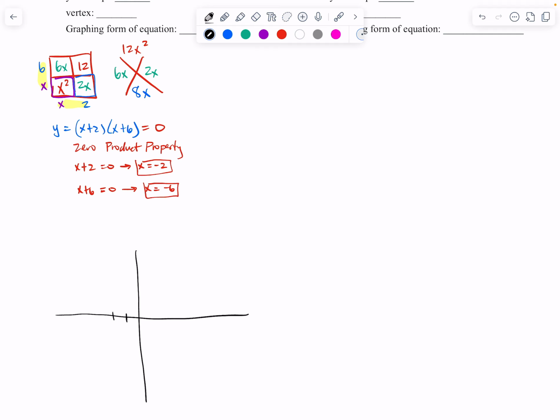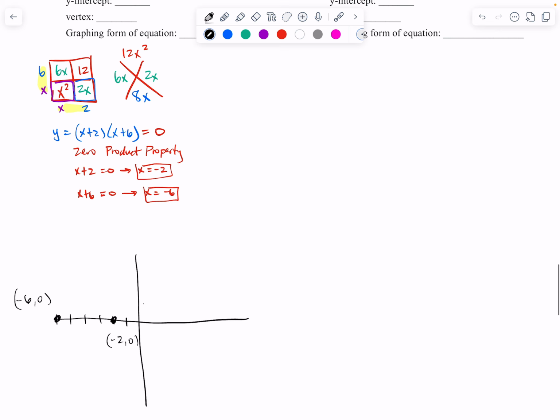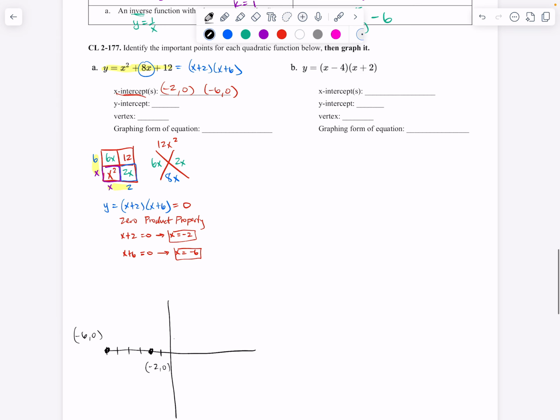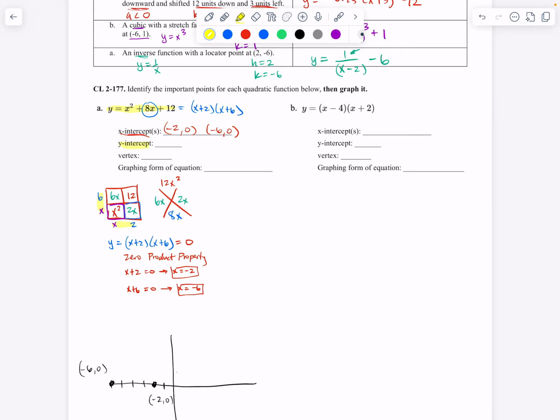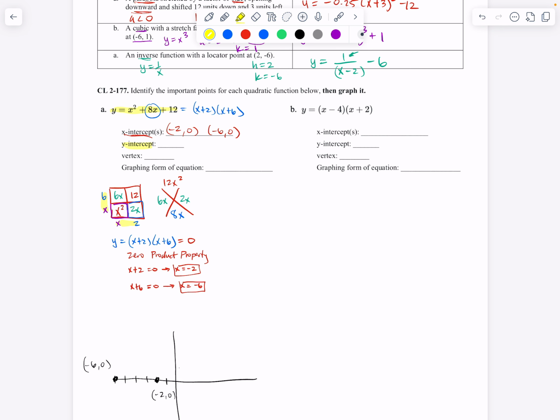So 1, 2, 3, 4, 5, 6. So one at -2, one at -6. All right. Let's take a look at the y-intercept, okay? So the y-intercept is where x is equal to 0.